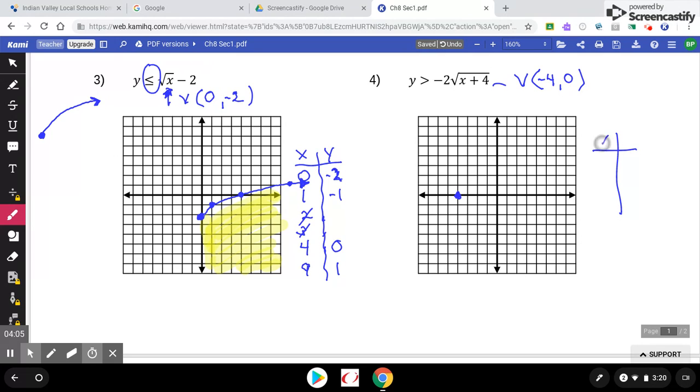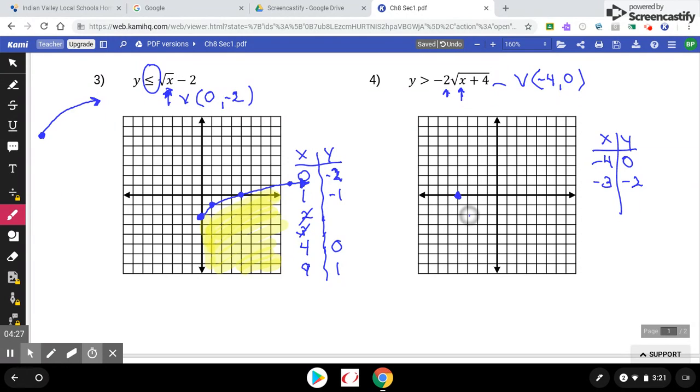XY chart. Well, next number up is -3. If it doesn't work, I won't use it. But in this case, it'll come out even. -3 plus 4 is 1. The square root of 1 is 1. Times the -2 would be -2.